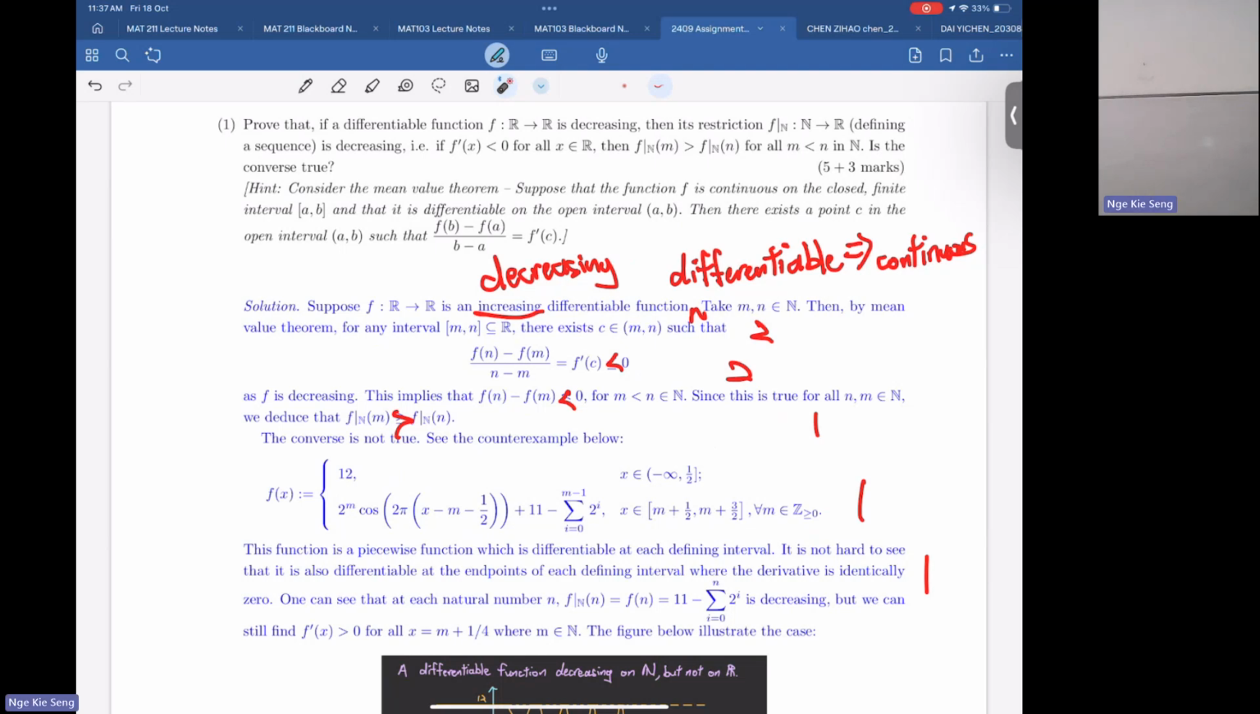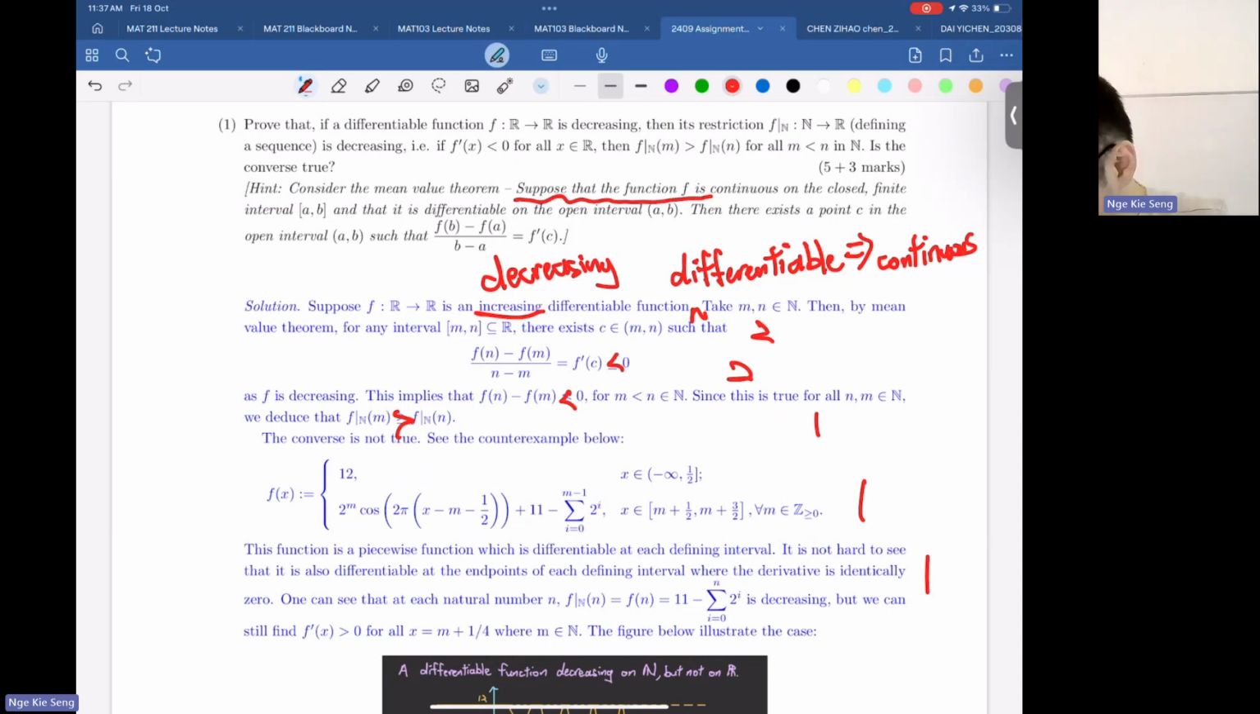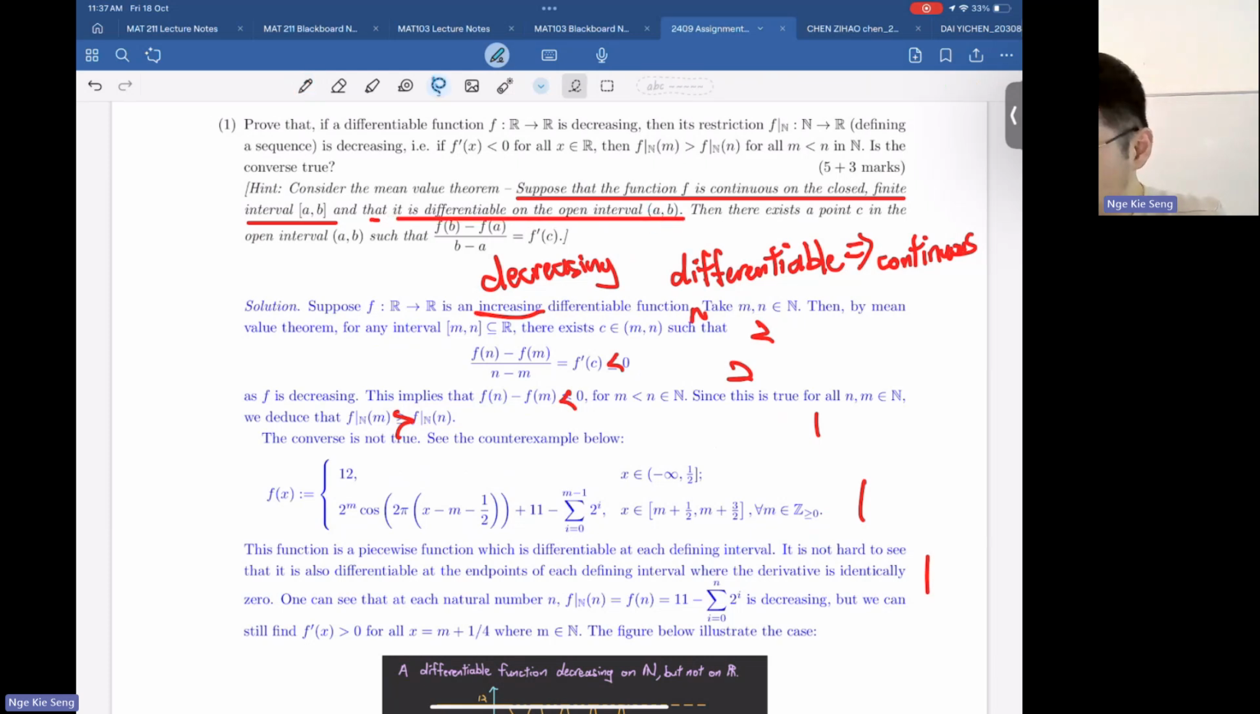I think most of you get it right, just that you didn't write down the sequence you have, what assumption you have, and how this assumption leads you to use the mean value theorem. So let's look at the mean value theorem itself first. The mean value theorem says what? Suppose that this function is continuous on a closed finite interval, and it is differentiable. So there are two parts here: one is continuity, one is differentiability, on slightly different domains. One is an open interval, one is a closed interval. Then what?